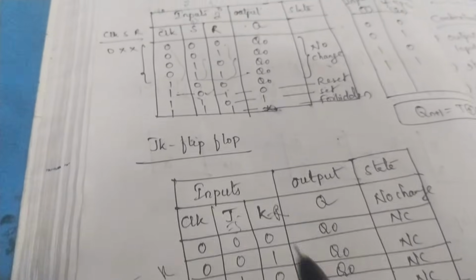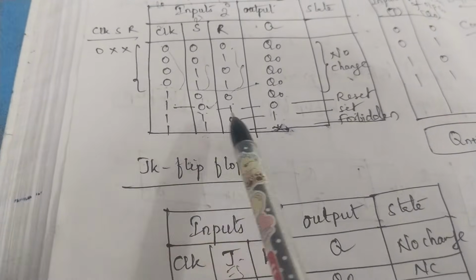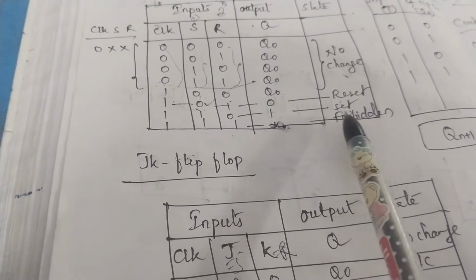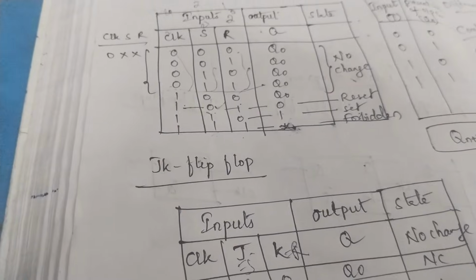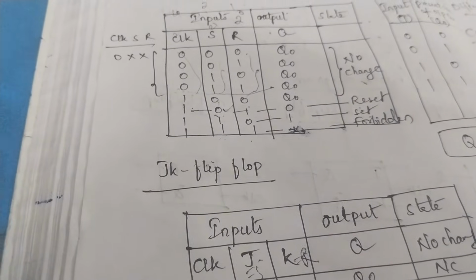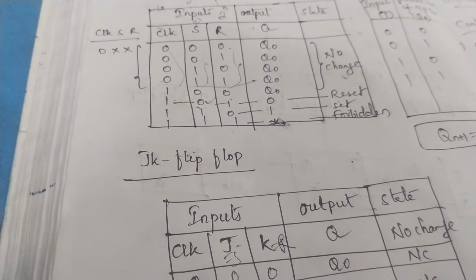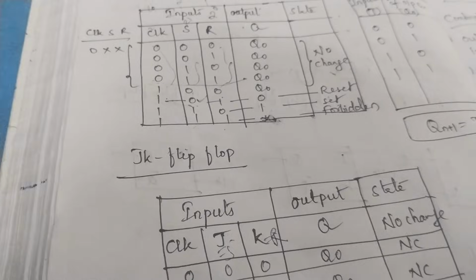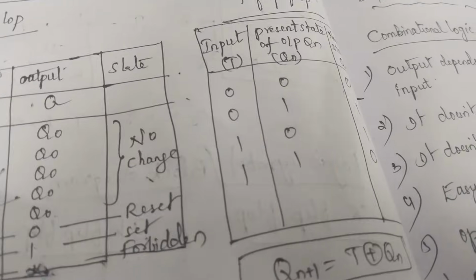In which flip-flop, when both the inputs are 1 and 1 and clock is 1, is it called the forbidden state? Then the answer is SR flip-flop. So that's why these truth tables are very, very important, not only from your end exam point of view but also from the ESET point of view.